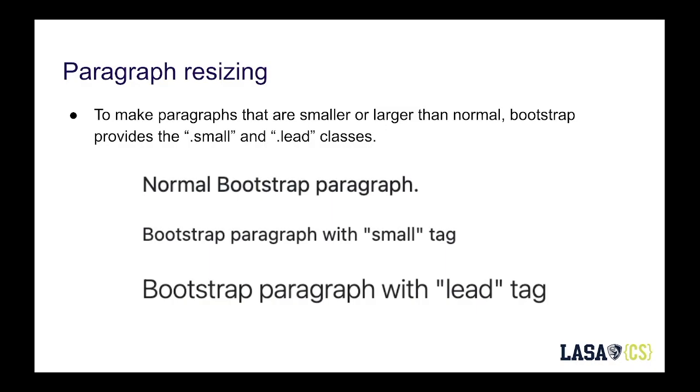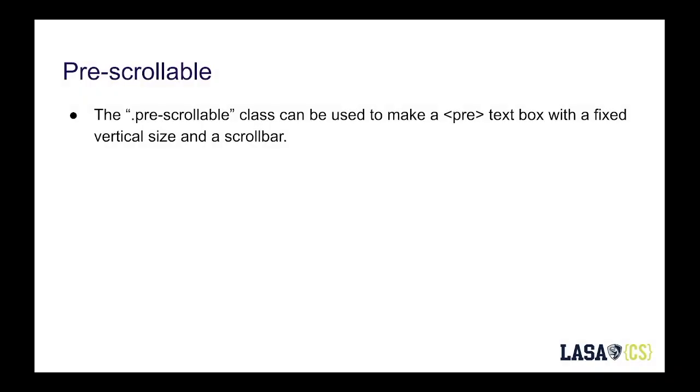To make paragraphs that are smaller or larger than normal, Bootstrap provides the convenient small and lead classes. This is a normal Bootstrap paragraph. This is a Bootstrap paragraph with the small tag. And this is a Bootstrap paragraph with the lead tag. The pre-scrollable class can be used to make a pre-text box with a fixed vertical size and a scroll bar.